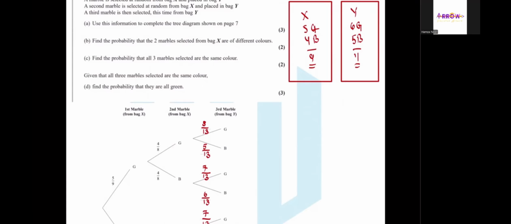from bag Y. Originally bag Y had 6 green, but when you selected the first marble, green, from bag X, this was shifted into bag Y. So now bag Y contains 7 green marbles. Originally there were 6 green marbles in bag Y. Now there are 7 green marbles in bag Y. So this is 7 over 13.